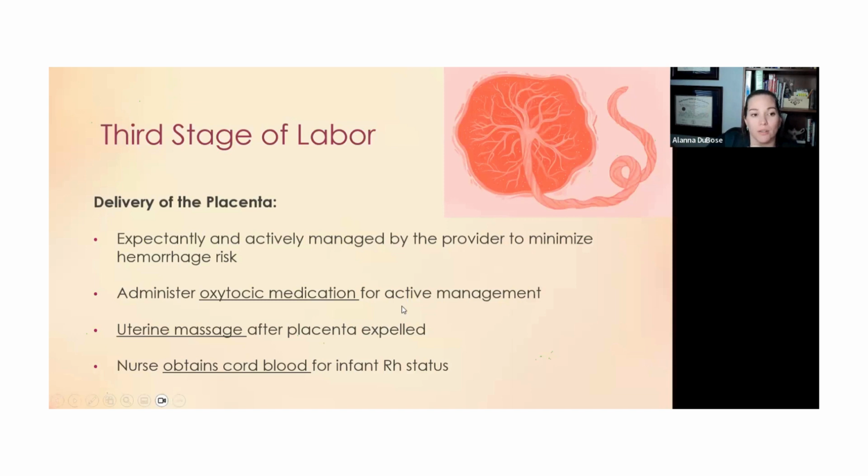Uterine massage also does this. So we'll be up there massaging the uterus, especially if it's not already firm. If we feel a boggy fundus, we're up there massaging it to try to get it to firm up.